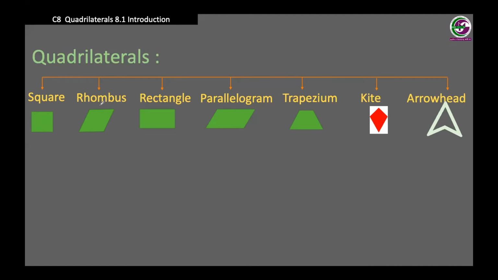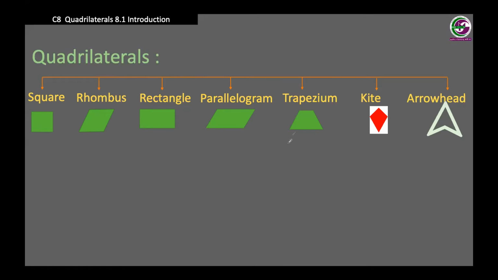The second child is rhombus. He is also good, but at the same time, he's not very straight, a little bit inclined. Third baby is rectangle. He is straight, but sometimes he is not, we can't predict whether he is longer or shorter. Again, parallelogram is the same way. It is not straight. It's inclined. Trapezium is a little bit naughty. We can't identify it at all.